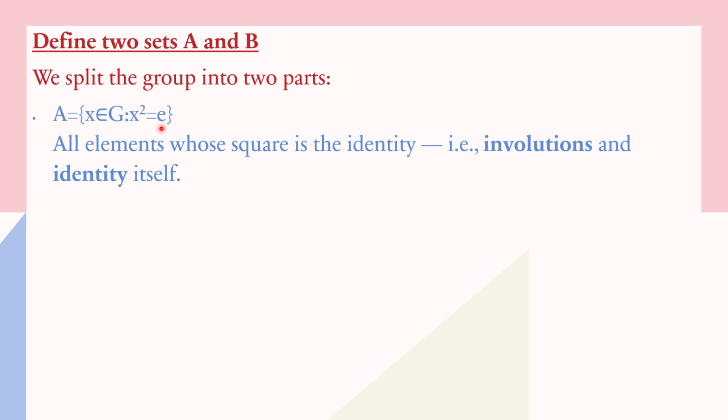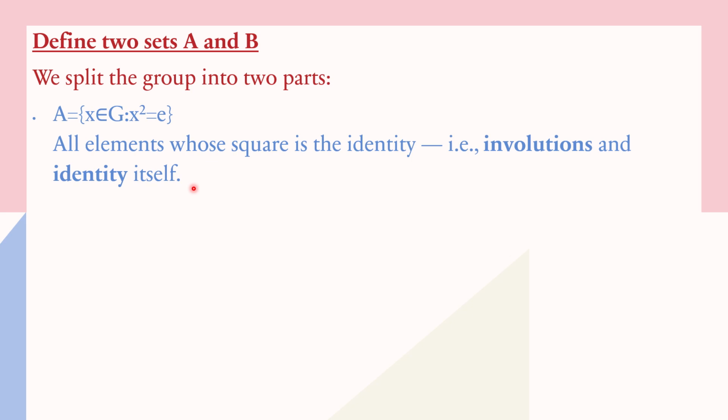In the previous slides, we saw what is an involution. X square is equal to E. So that is the element which is its own inverse, when performed under the operation, will give us the identity element, right? So therefore this shows that in A we have only those elements that are involutions. Okay, all elements whose square is the identity, that is involutions and identity itself. So identity definitely is part of A, and also only those elements that are involutions, okay, they are part of A.